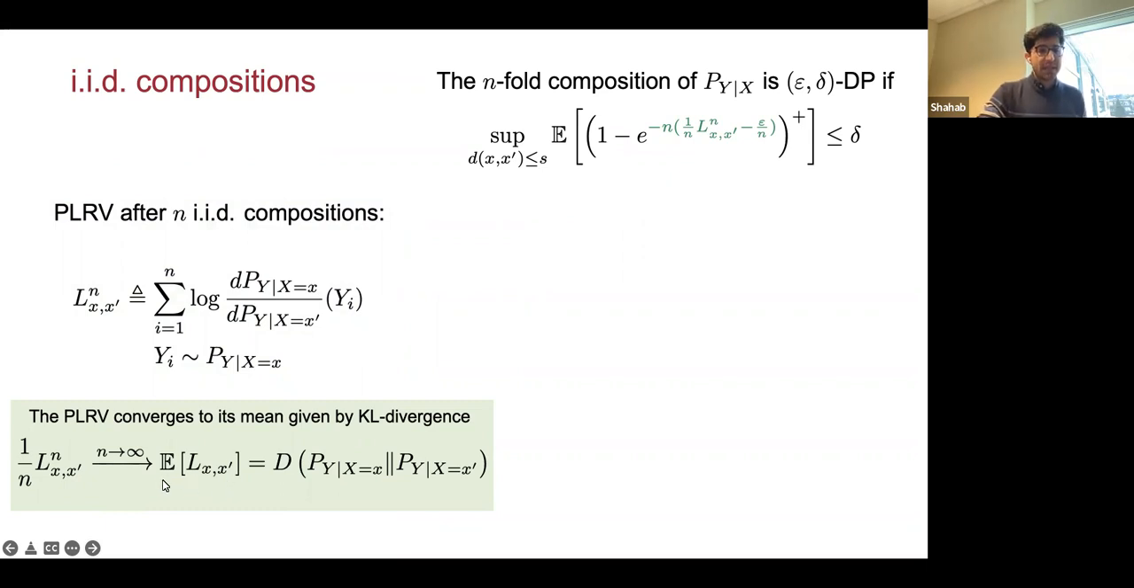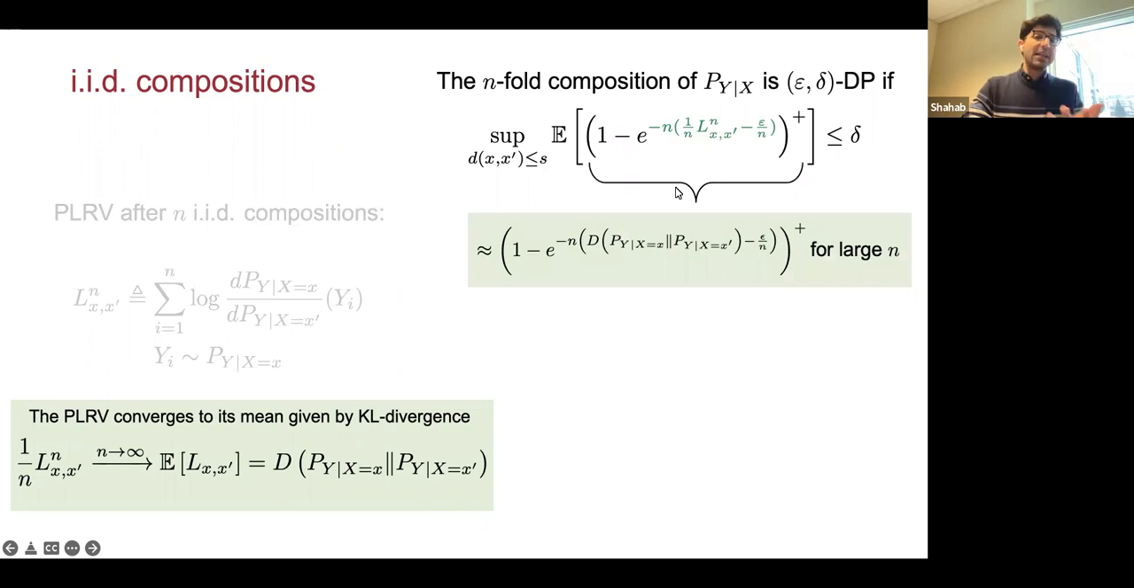And what is this expectation? The expectation is actually the KL-divergence between this distribution and this distribution. Okay, so what it means is that if n is large enough, if the number of compositions is large enough, then this term here can be approximated very well by this term, where instead of the privacy loss random variable, what we have is just the KL-divergence.